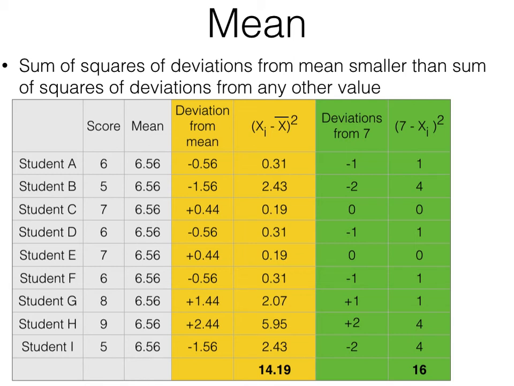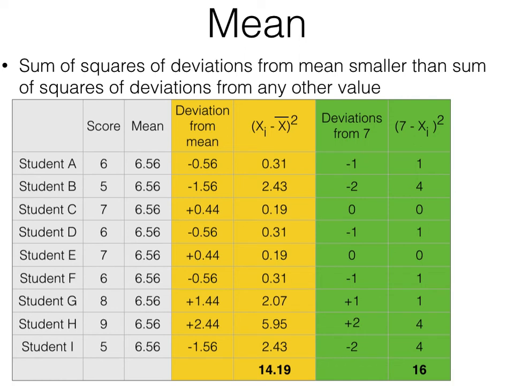Let's look at student C. Student scored 7. The deviation from 7 is 0, and so the square is 0, obviously. Let's jump down to student G. Student G scored 8. So the deviation from 7 is a +1. When I square that, it's 1. And that's how I got the numbers in this far right column.